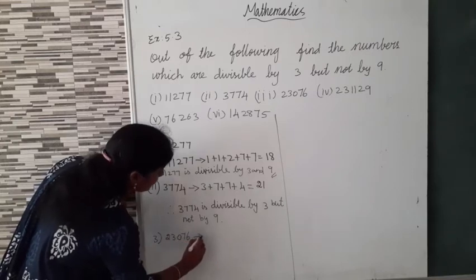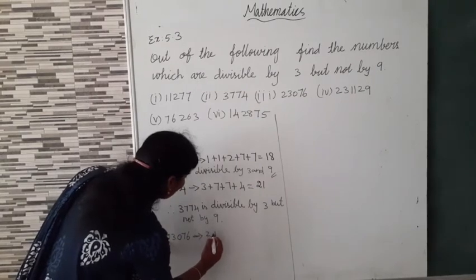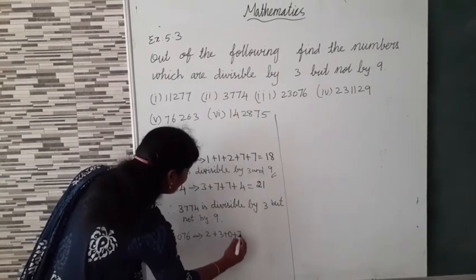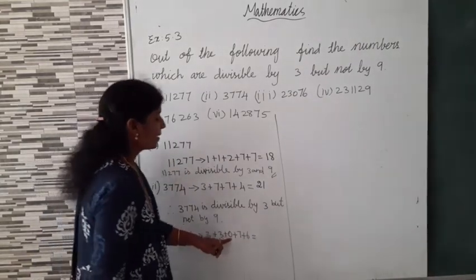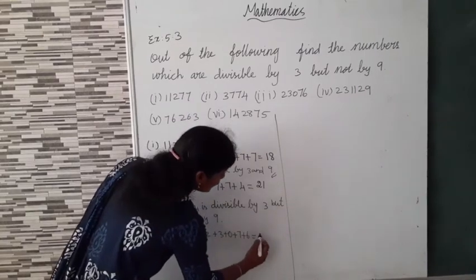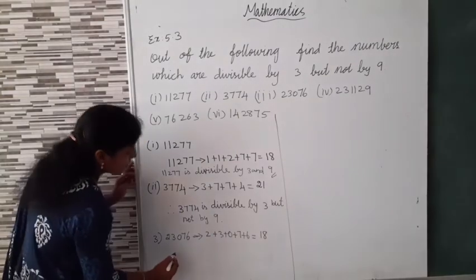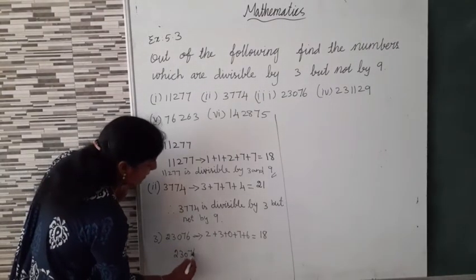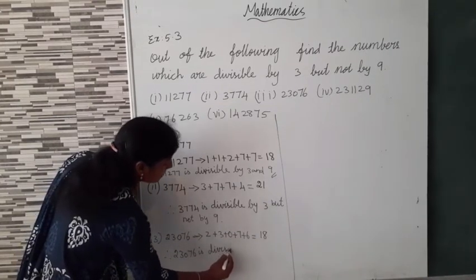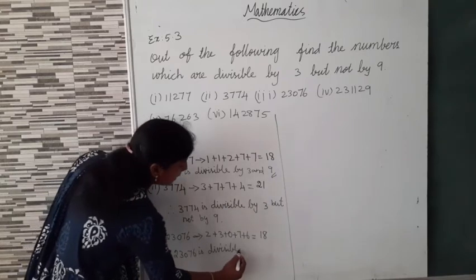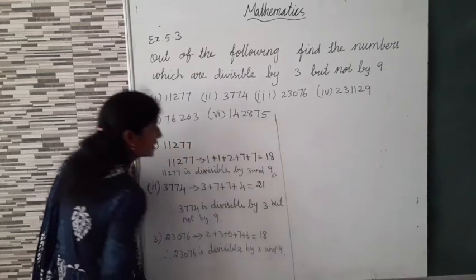Now third one, 23,076. We add the digits: 2 plus 3 plus 0 plus 7 plus 6 equals 2 plus 3, 5, 5 plus 0, 5, 5 plus 7, 12, 12 plus 6, 18. 18 is divisible by 3 and 9. So 23,076 is divisible by 3 and 9.